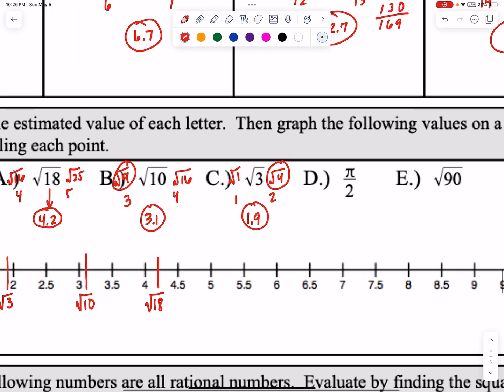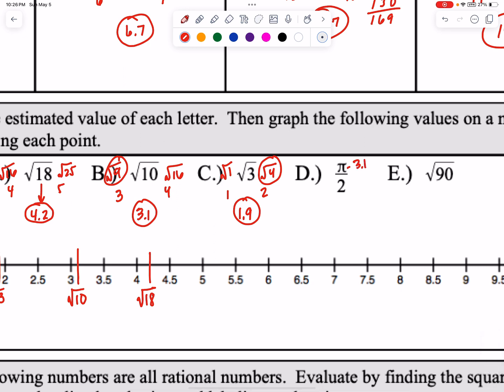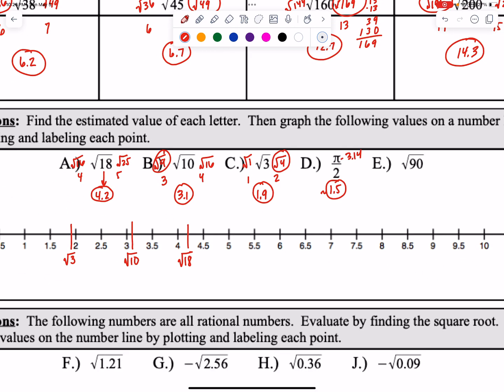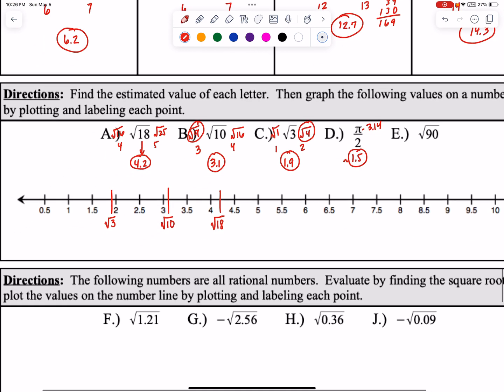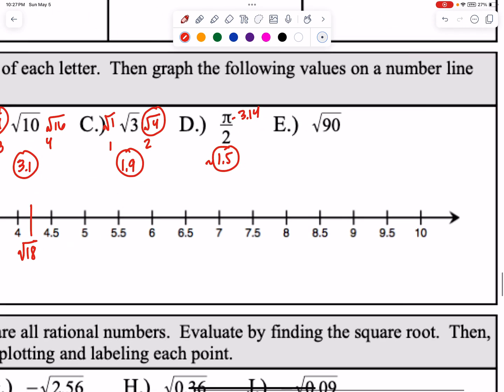And then D, well, we know pi is 3.14, right? So half of that, half of 3.14 would have to be like 1.5 is half of 3. So I'll just put about 1.5 for this one, okay? Because really pi is pretty much close to 3, and half of 3 is 1.5. So let's go ahead and use that. So for right here, we'll put pi divided by 2, and then square root of 90.